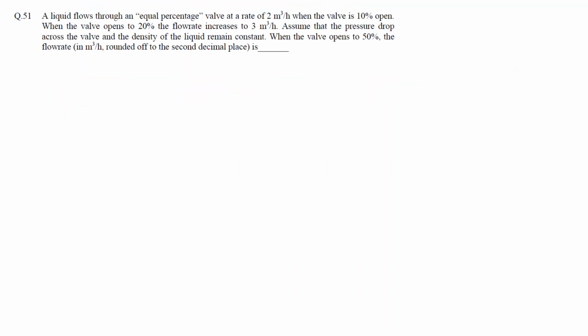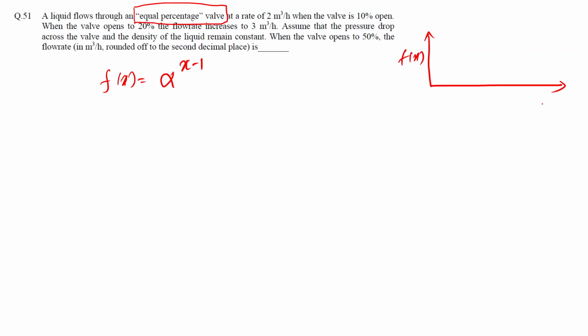So in this given question, we have been given an equal percentage valve. So for an equal percentage valve, we can write the flow capacity, that is the ratio of the flow at any valve position x to the maximum flow, that is f of x, is equal to alpha raised to x minus 1, where x is the valve opening and f of x is the flow capacity characteristic, and the corresponding plot for this equation will be f of x versus x, where x will vary from 0 to 1.